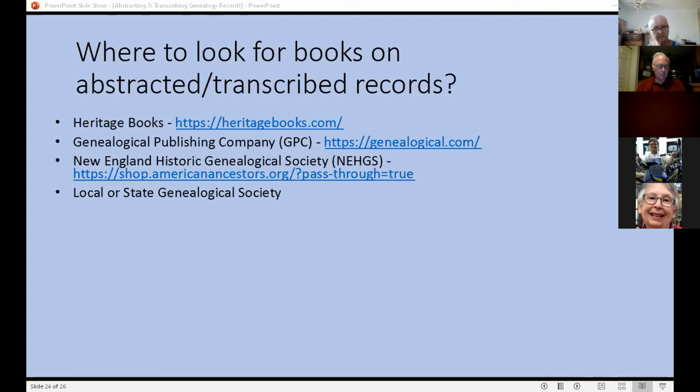Also GPC, which is out of Baltimore. They have no storefront anymore. It used to be on Calvert Street in Baltimore. They've been around for, I believe, over 50 years. Also, the New England Historic Genealogical Society in Boston does have a building and a library there, if you're looking for New England material. You also want to look at your local and state genealogical societies to see if they're doing publications.